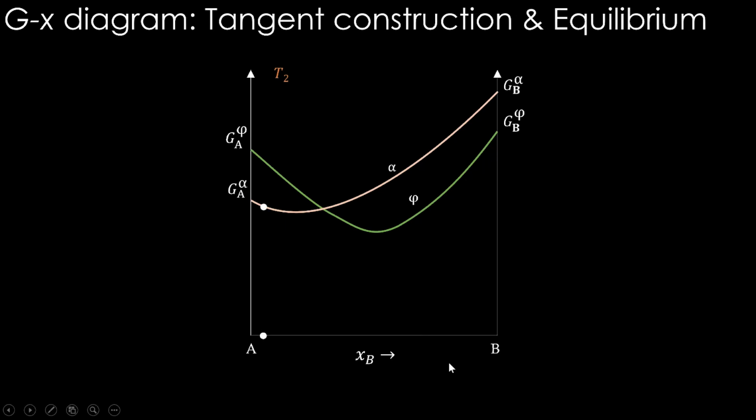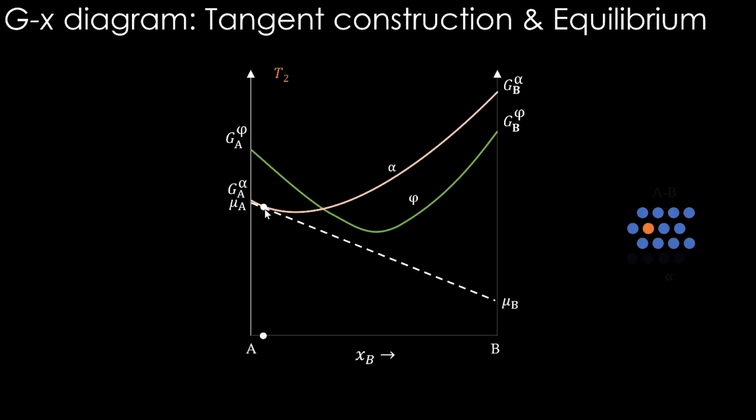Now what about this composition here? Okay, an A-rich composition, draw a tangent there to alpha. You don't see any other curve below this, therefore you can conclude alpha is the stable state here. So this is the alpha structure, an AB solution. Right. So below the tangent, G of no other phase occurs.